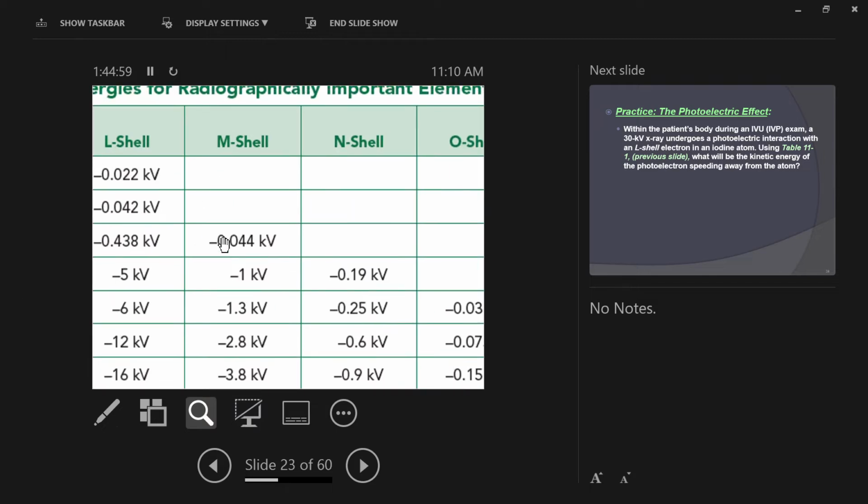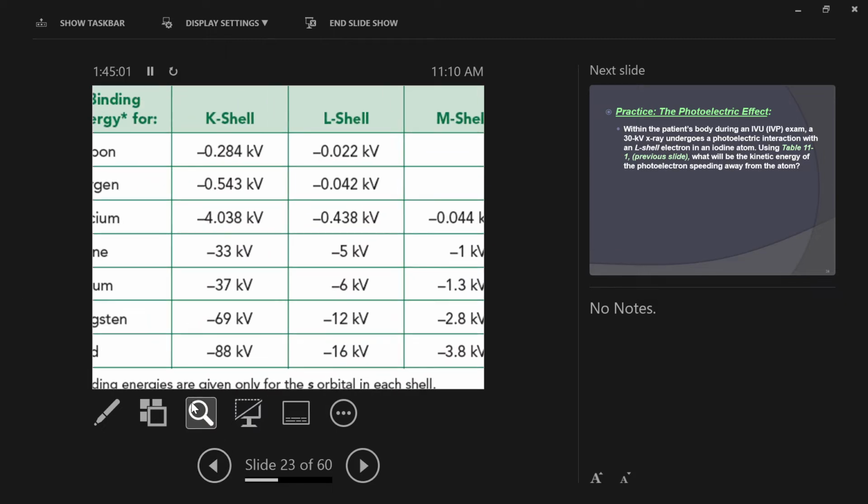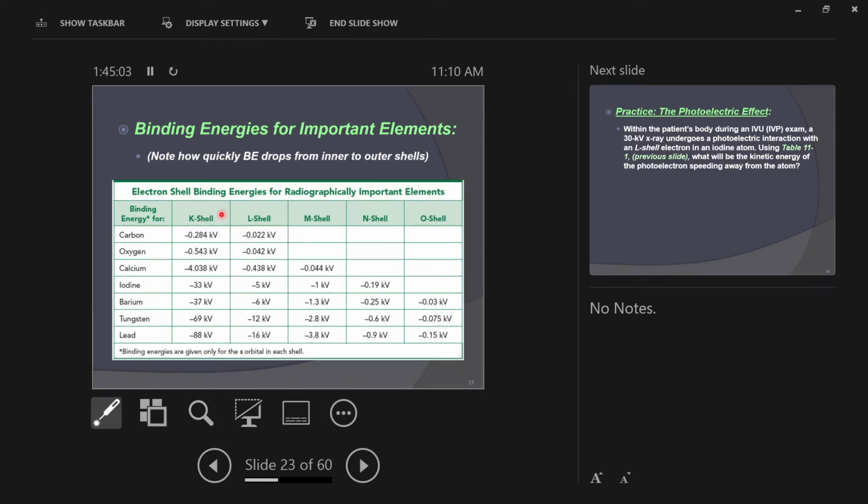Okay, so show of hands, don't be shy. Who has no idea what K shell, L shell, M shell mean? You can raise your hand, don't be shy. Fantastic, great. This refers to which shell level your electrons are in.